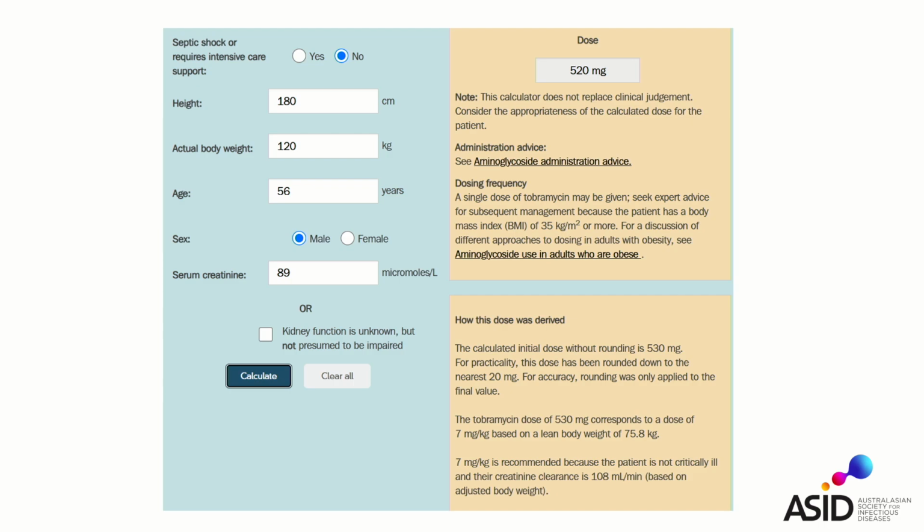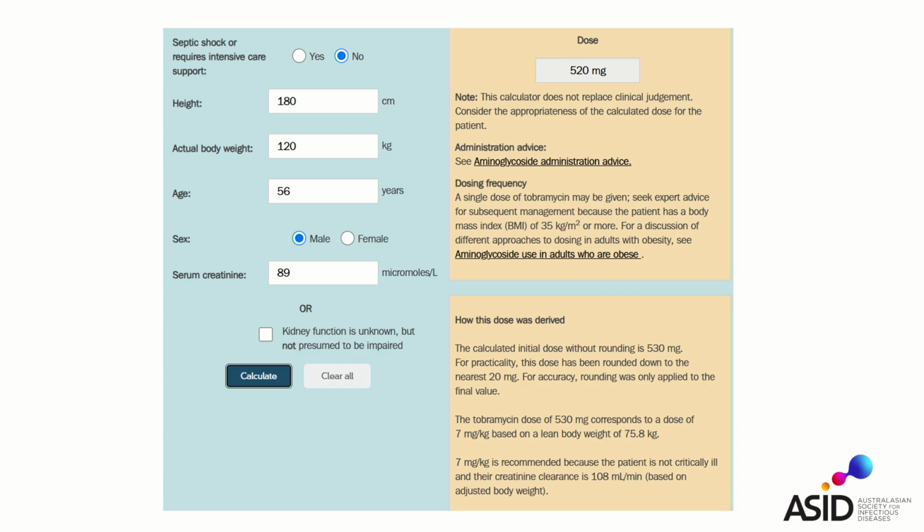Male, and a serum creatinine of 89, which is not so low that I'm worried about augmented renal clearance. Also, he's not in ICU. And this is telling me to give a dose of 520 milligrams. And then again, I empathise with Dr. Warren, who was talking about people don't read comments, but there's a lot of really useful information. If people look past the dose to the comments, it's really helpful.